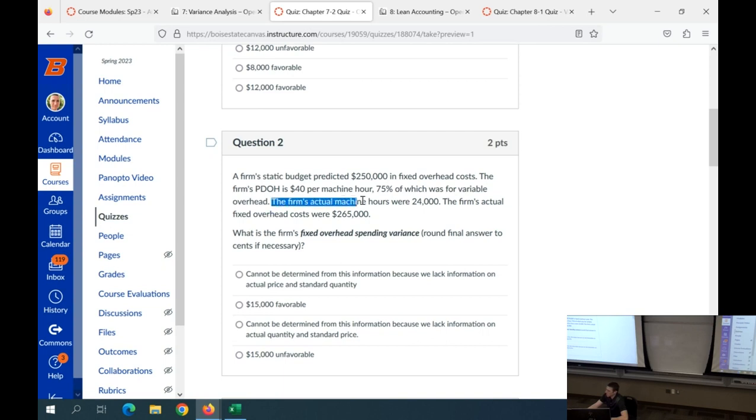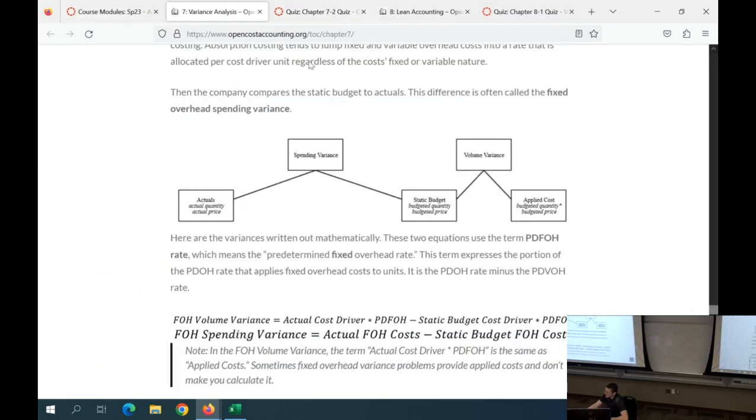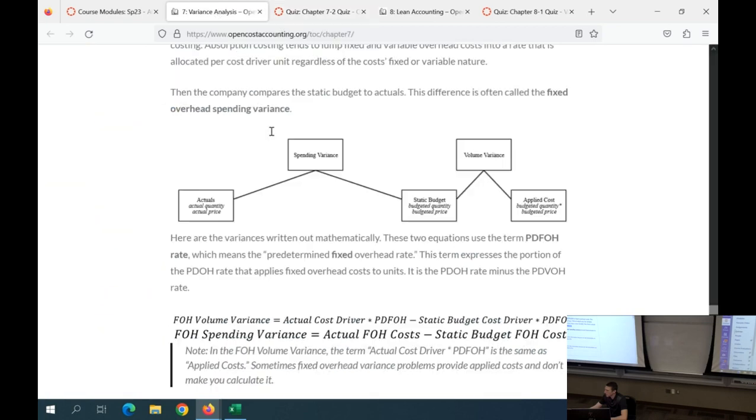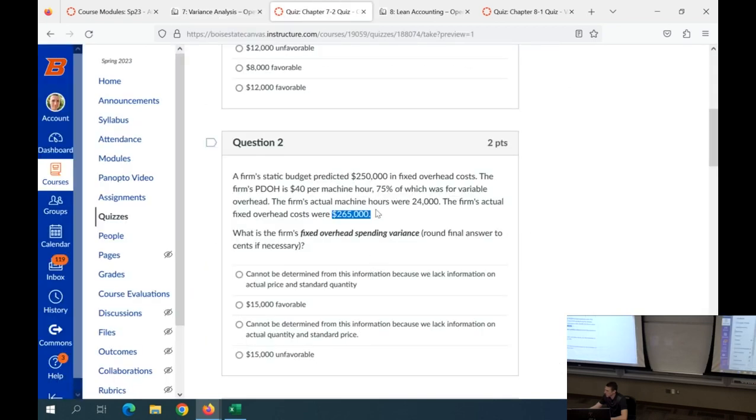The firm's actual machine hours were 24,000. The firm's actual fixed overhead costs were $265,000. All right, well, I think I have the two boxes. It gave us the actuals right here and gave us the static right here.